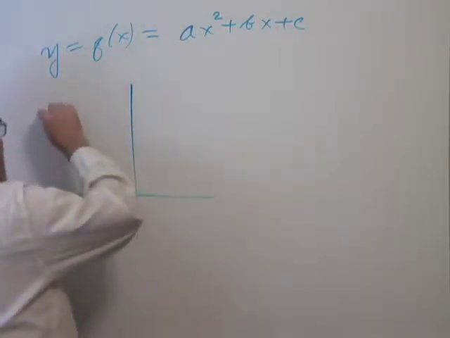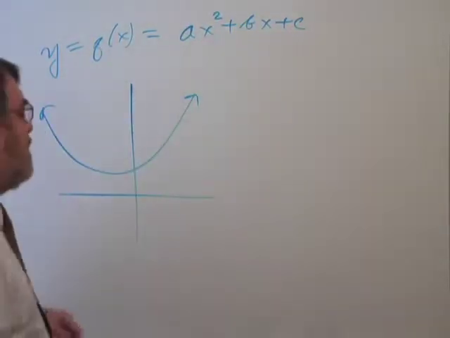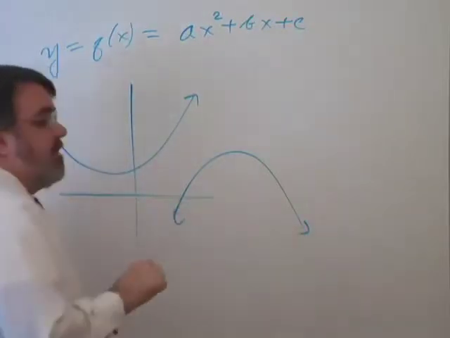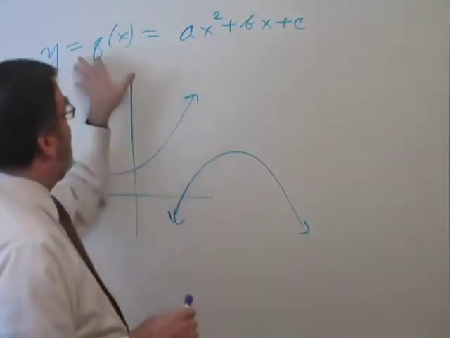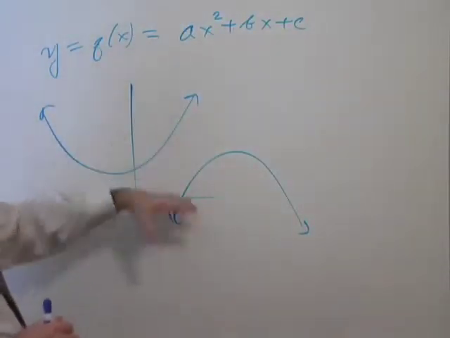It might go like this, which is a right side up parabola, or it could go upside down, for example. And there are only two choices for a true function for parabolas. They're either upward pointing or downward pointing.